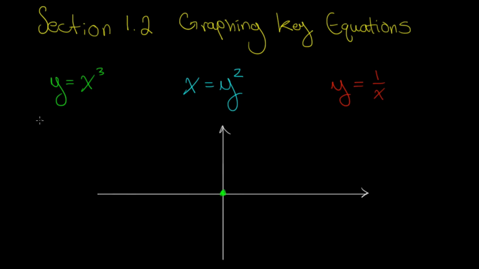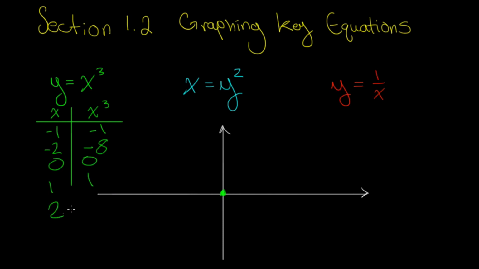If we do a little table here, we have our x values, our input, and then our output. Negative 1 cubed is negative 1. If we have negative 2, that's negative 2 times negative 2, which is 4, times negative 2 is negative 8. Zero is 0, and when we plug in 1, we get 1. Plug in 2, we get 8, and so on. So at 1 we have 1, at negative 1 we have negative 1, at 0 we have 0, at 2 we have 8, and at negative 2 we have negative 8.